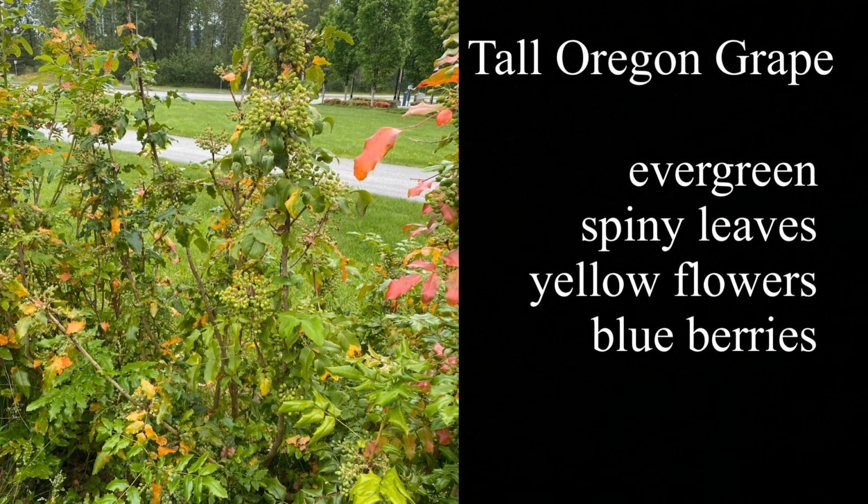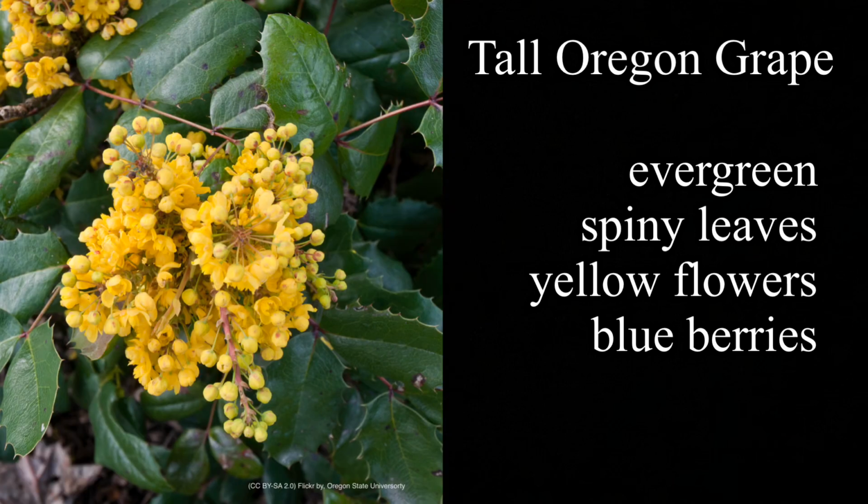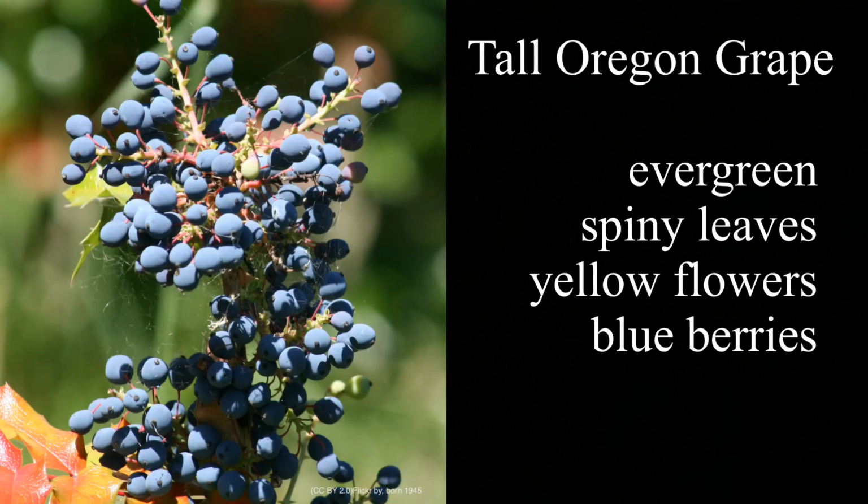Oregon grape is a tall evergreen plant with pairs of spiny leaves growing from the stems, and it can get up to 60 centimeters tall. The leaves turn purple and red in the winter, and it has bright yellow flowers that'll ripen into blue berries.